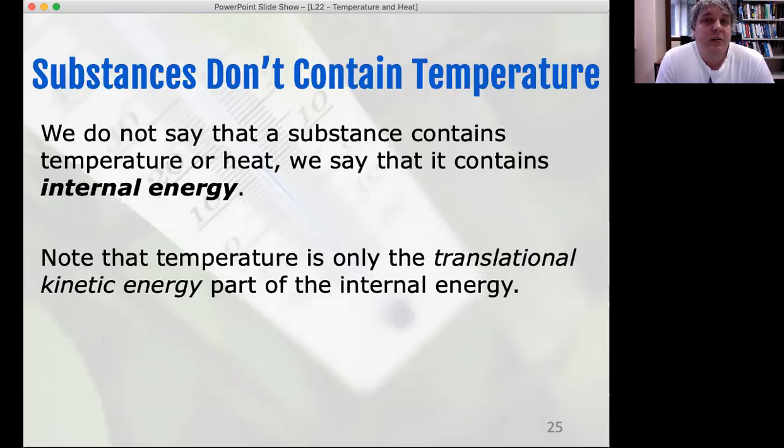Just in terms of language, it's important to realize that substances don't contain temperature. We say that they contain internal energy, and then we talk about temperature as being a measure of the translational kinetic energy, which is part of the internal energy, but we never say they contain temperature. You can't say an object contains 20 degrees Celsius. You can say that it is 20 degrees Celsius. 20 degrees Celsius is a property, a description of the average internal translational kinetic energy of the atoms making up that substance, but you can't say that the substance contains 20 degrees Celsius. It doesn't make any sense that way.